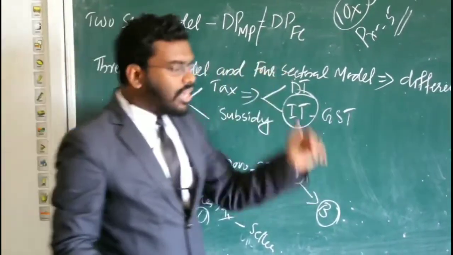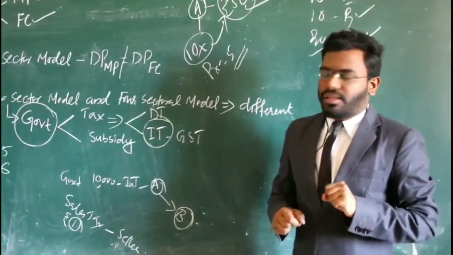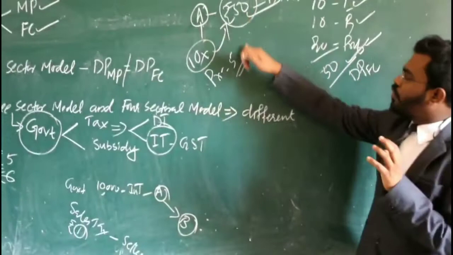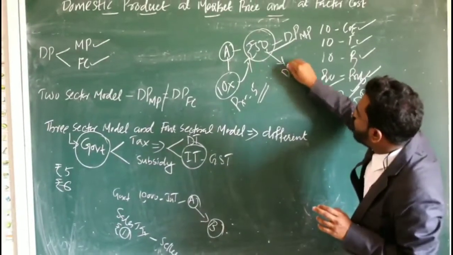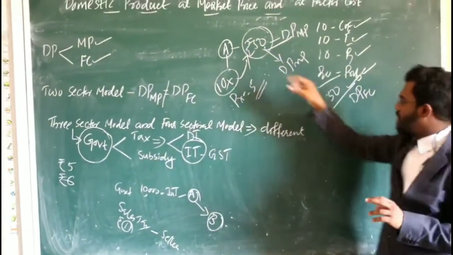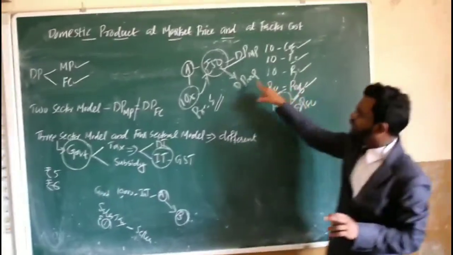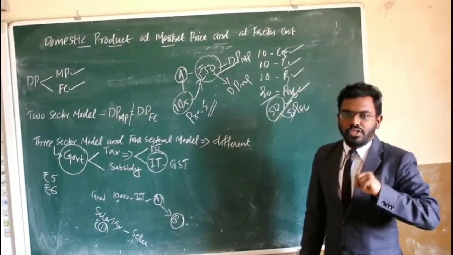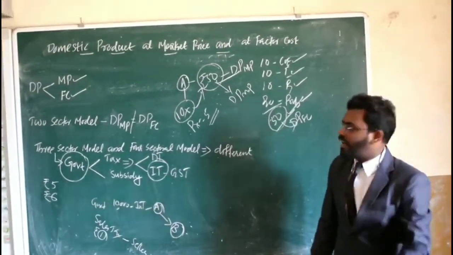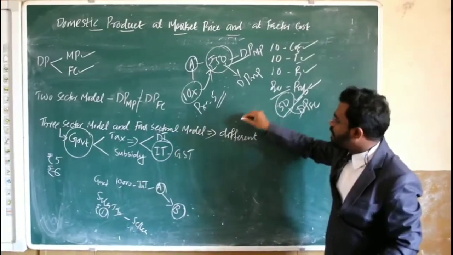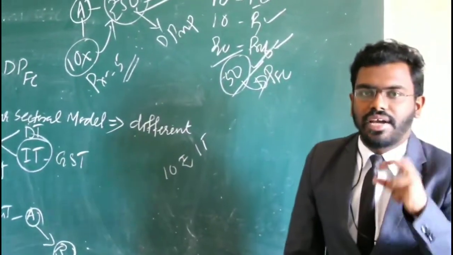Okay, so when the government sector is introduced in the 3-sector model, the producer produces a rupees 50 commodity, so domestic product at market price was rupees 50. At the same time, domestic product at factor cost was also rupees 50. DPFC is 50 and DPMP is also 50. So when the government is introduced into the system, the government will charge indirect tax on the producer. For example, rupees 10 is added as indirect tax.